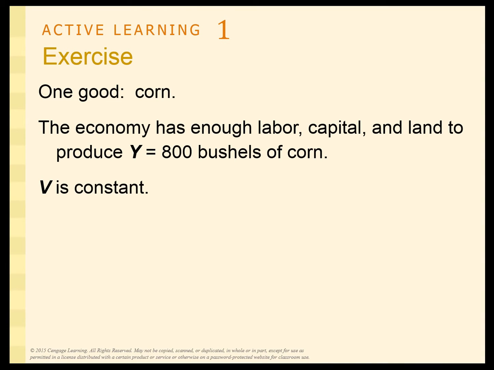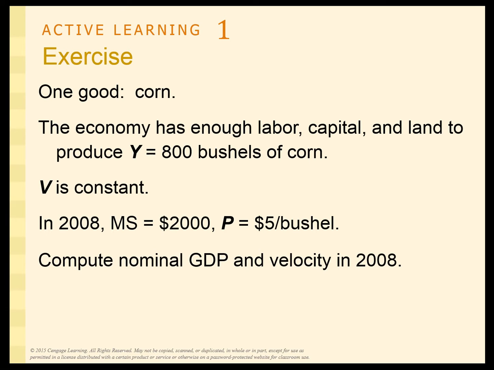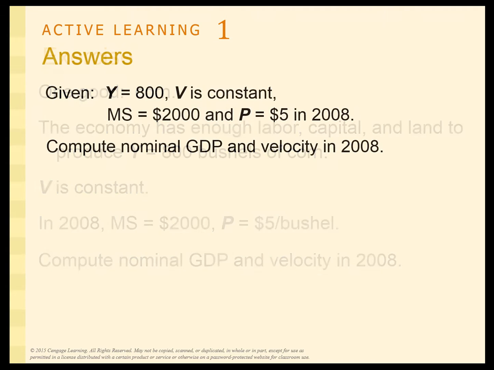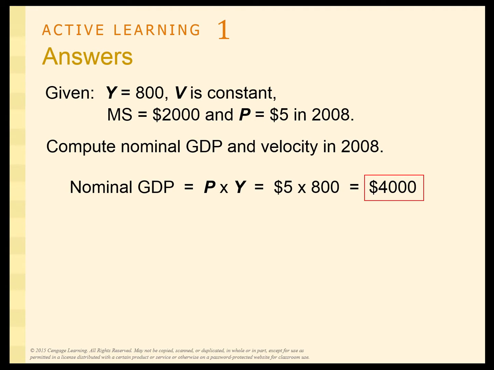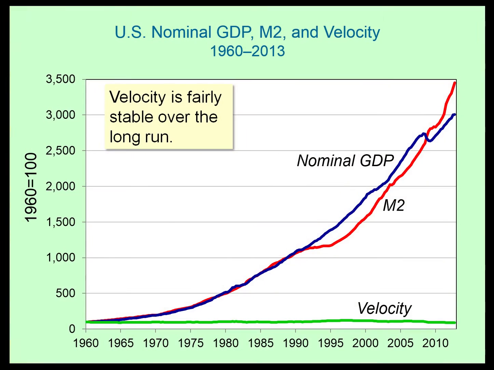So let's do this real quick. Let's imagine that we have 800 bushels of corn. V is constant, the monetary supply is 2,000, and the price is $5 a bushel. Would you please find nominal GDP and velocity? Take a second, pause this, figure it out, and then come back. All right, so nominal GDP is $4,000, just P times Y, and velocity is P times Y divided by M, which is 2.